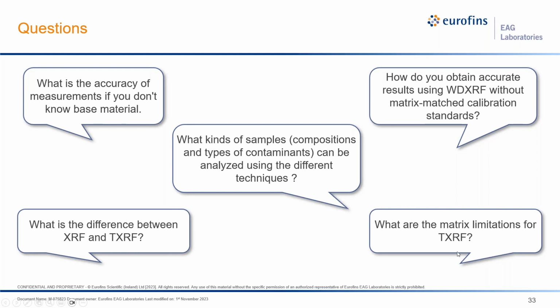What are some matrix limitations for TXRF? We can do all different types of substrates as far as the semiconductors are concerned. We can do gallium arsenide, sapphire, germanium, silicon carbide, indium phosphide, gallium nitride, all different types. The only thing is with all these different substrates, there will be spectral interference that come into play, but this is usually just for a couple of elements at a time, and the only thing it really does is going to raise that limit of detection slightly.